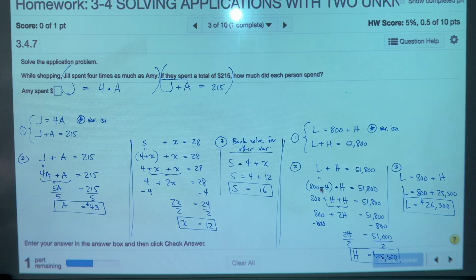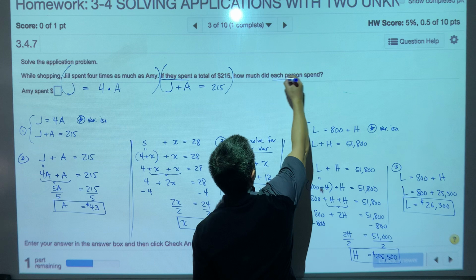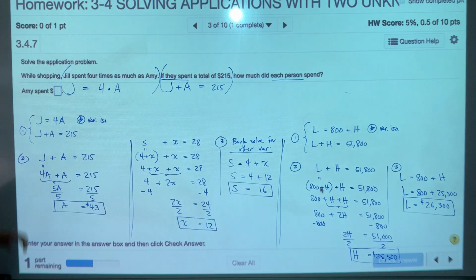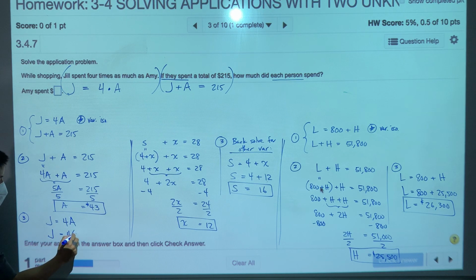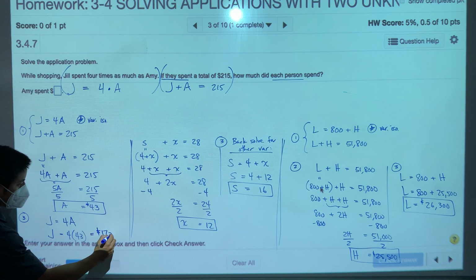And this is probably a 2-part problem because they say, how much did each person spend? I'm not going to type it in. I'm pretty sure that the answer is right. So now I need to go to the other part of it, right? I need to back solve and find what Jill spent. Well, Jill spent 4 times whatever Amy spent, and because Amy spent $43, which I'm going to substitute into there, right? Take a look at that. I take whatever I got and put it into that equation. Then I know that Jill spent what, 160, 172? Something like that.